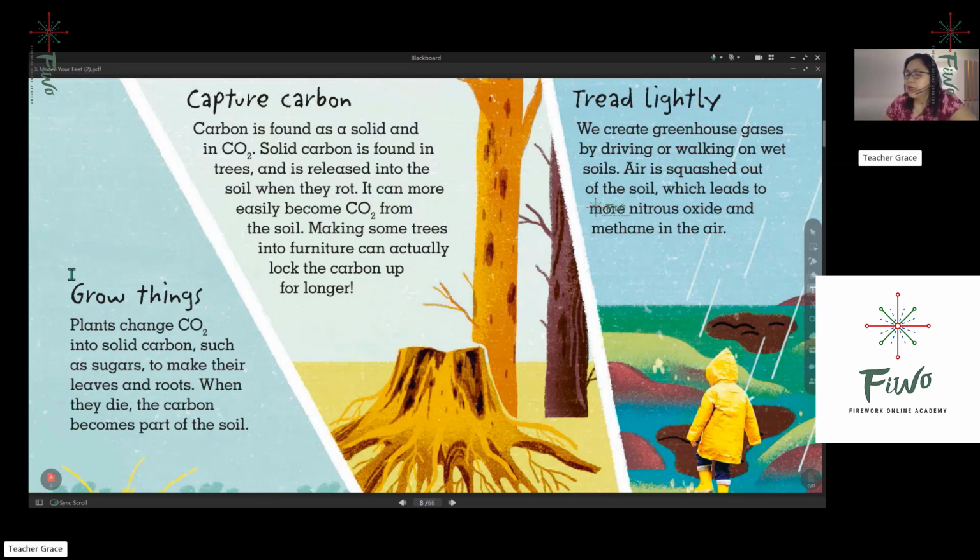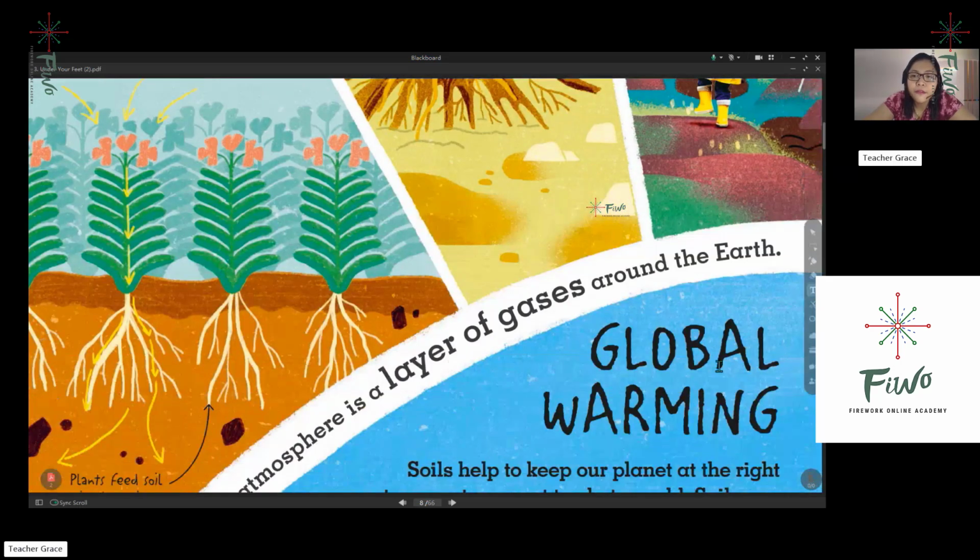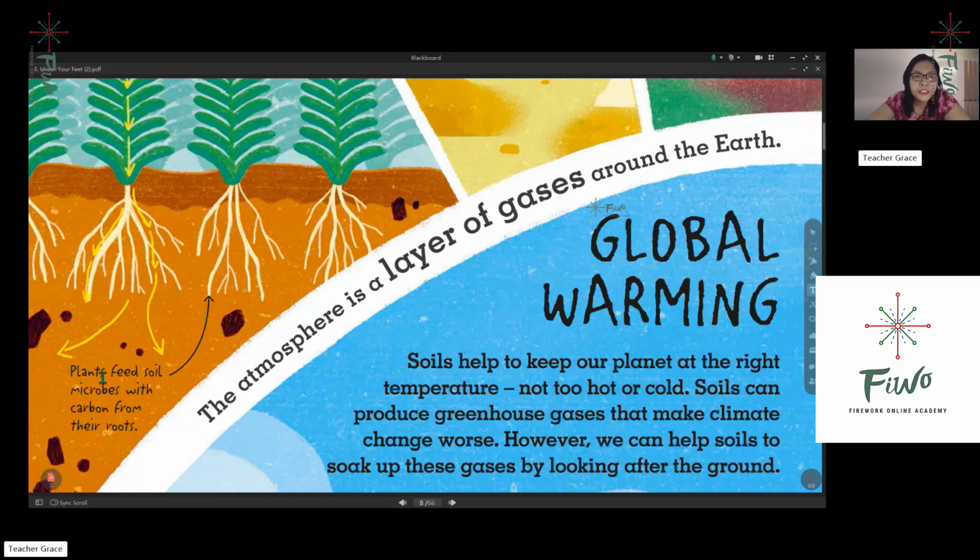Okay, and next we have, look at this. Plants feed soil microbes with carbon from their roots. Okay, so you were right earlier when you mentioned that there are bacteria in the ground or in the soil. And plants feed soil microbes with carbon from their roots. Okay, so remember that carbon is always present in the soil and plants.